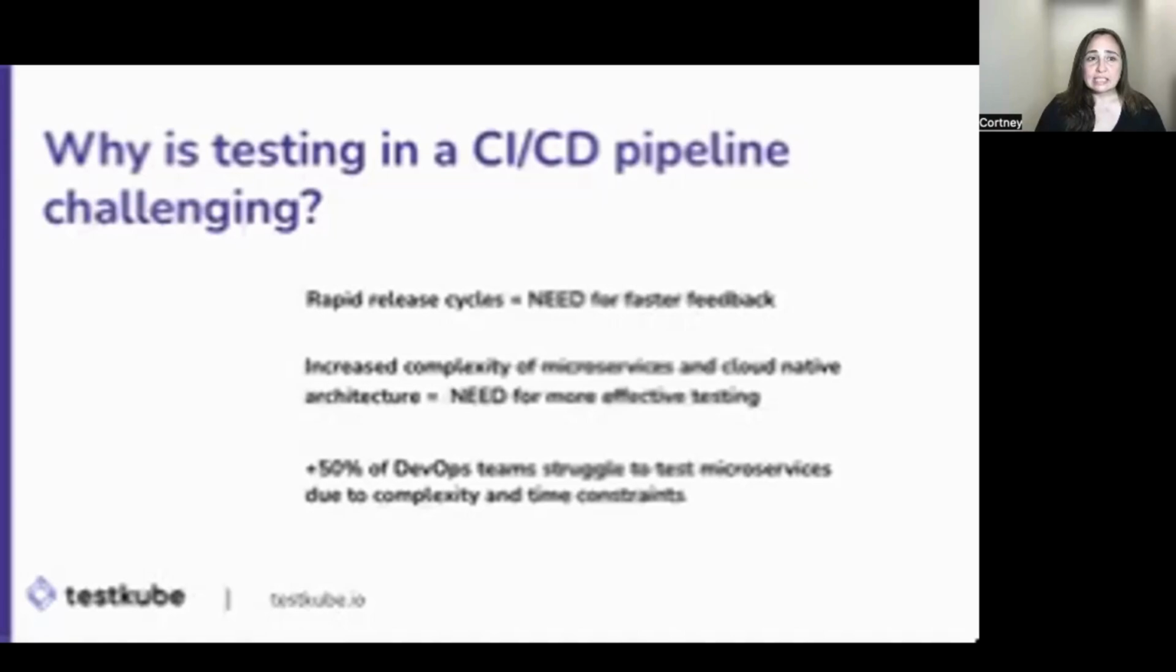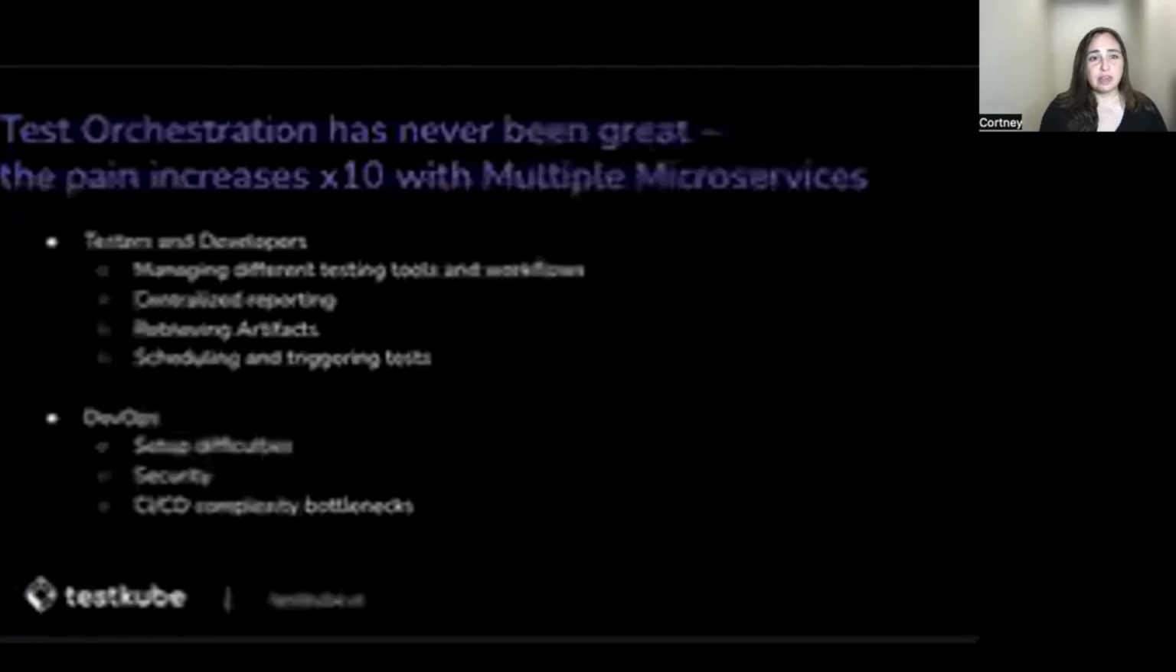So why is testing in a CI/CD pipeline so challenging? What are some of those challenges? Well, there's quite a few of them going on. But one of the things we need to keep in mind is that we all know we should be running tests. We should probably be running way more tests than what we are. When we build it, we should be running tests, right?